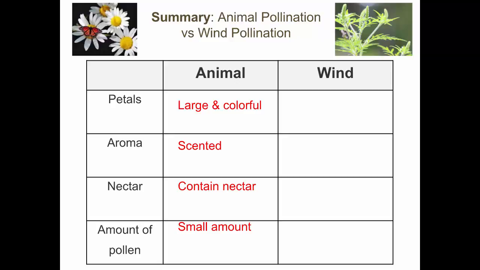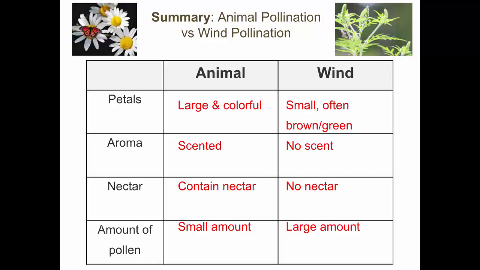Wind-pollinated plants often have very small flowers, they're not colorful. They don't have any scent or aroma because it's not necessary. They don't produce nectar because they're not trying to attract anything. And they produce very, very large amounts of pollen because they're just relying on the wind to blow it around and hopefully have it transfer from those anthers to the stigma of some female flowers.